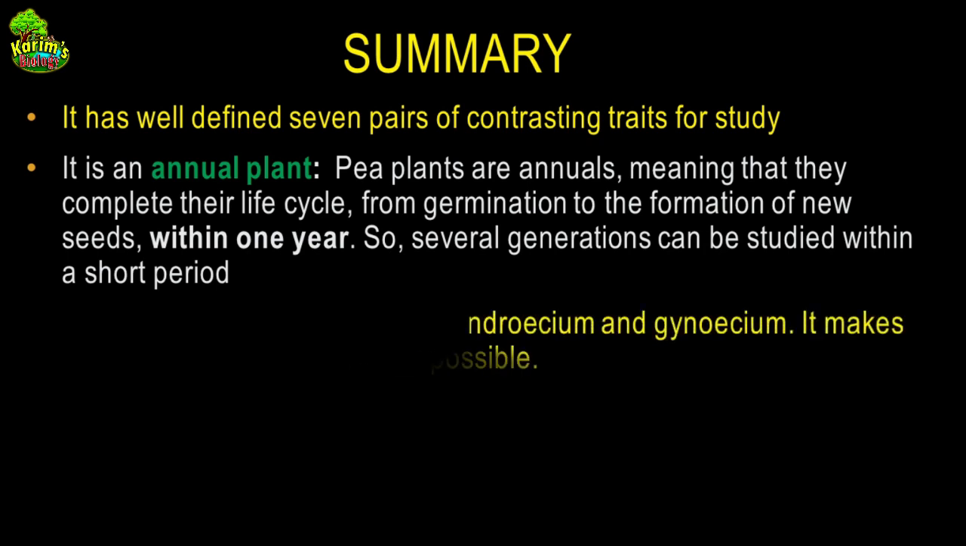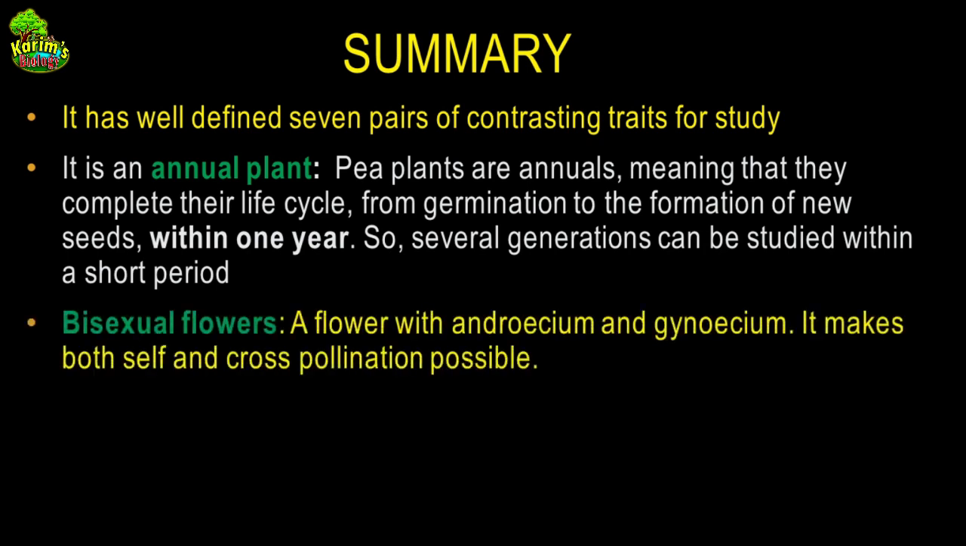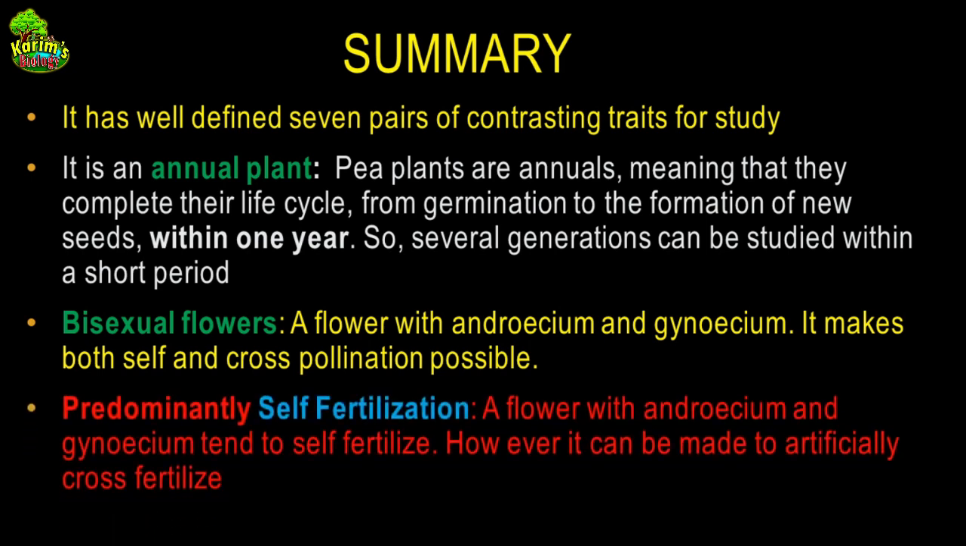Okay, and next one is bisexual flowers. Pea plants have bisexual flowers, which means the flower has both sex organs, androecium and gynoecium. Okay, it makes both self and cross pollination possible. Just now I have told you how it can be done by removing the anthers. Okay, and the other advantage is predominantly self-fertilization. A flower with androecium and gynoecium tends to self-fertilize. However, it can be made to artificially cross-fertilize. So this is one advantage, that he can perform either self-fertilization or cross-fertilization.